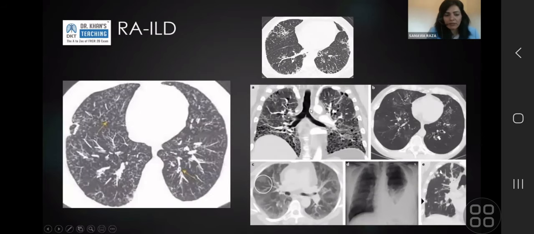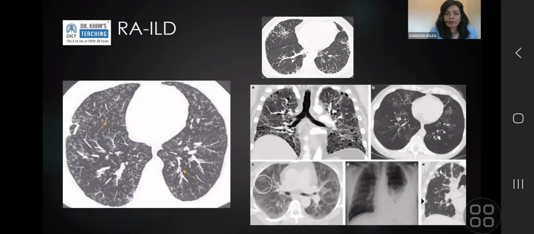RA-ILD, like I said, when they are predominantly or only airway-related problems with RA or RA-related bronchiolitis, you have these centrilobular nodules being the main problem, thickened airways being the main problem. And when you have ILD predominant problems, you have the probable or the definite UIP, in this coronal case, when you have the honeycombing, or you can have a mixture of both, a bit of ground glass, bronchiectasis, then you have ILD, so a bit of everything put in together.